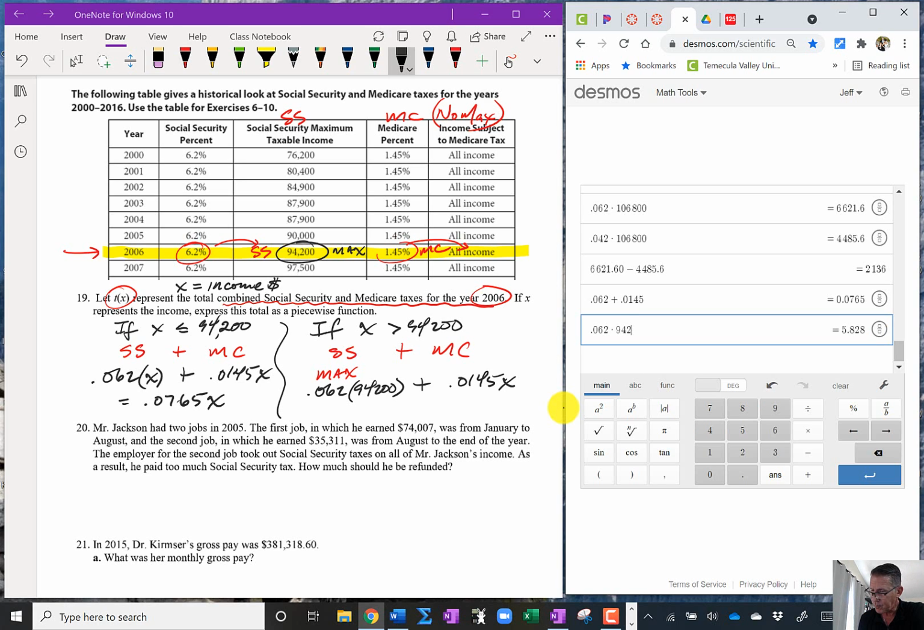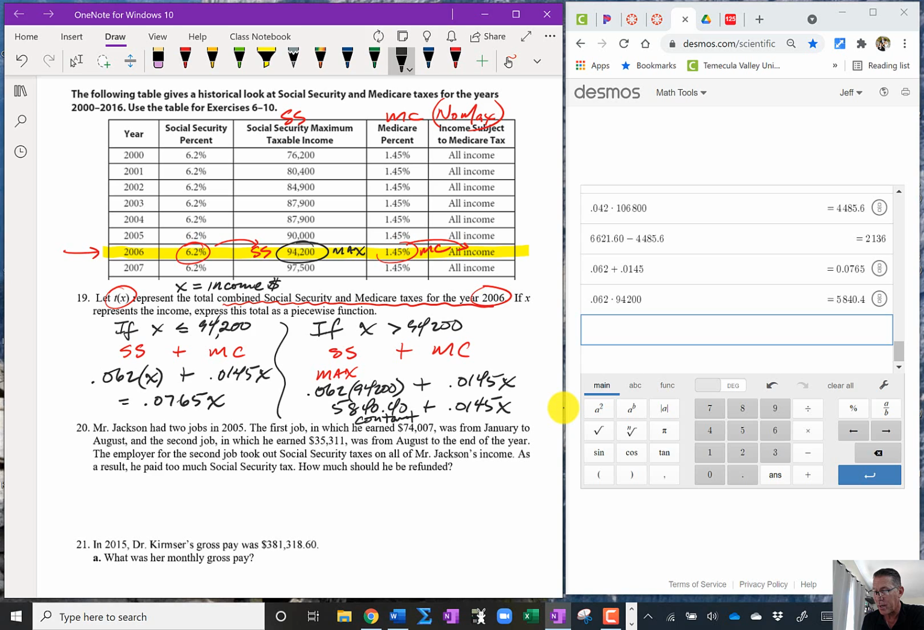So when you put this two-part function together, so here we go. This is our function. Okay, so we'll call our function t of x, t for total, I guess. Okay, and here's your two-part function. So your first part is 0.0765x, okay, if the income is less than or equal to 94,200.